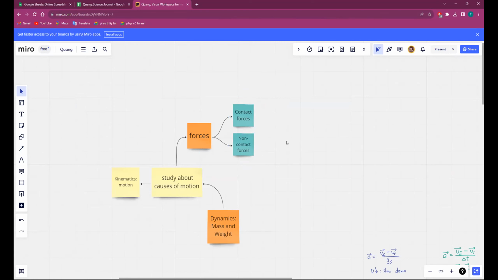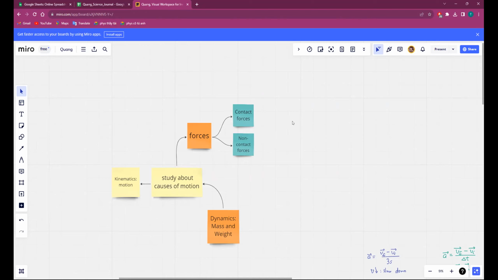What are contact forces and what are non-contact forces? Contact forces is the force that has to act on the object. So we have to make contact with the object so that the object will move, will change in place. So that is a contact force.